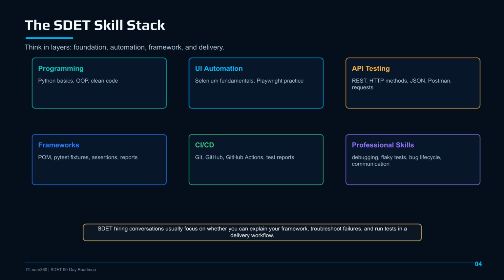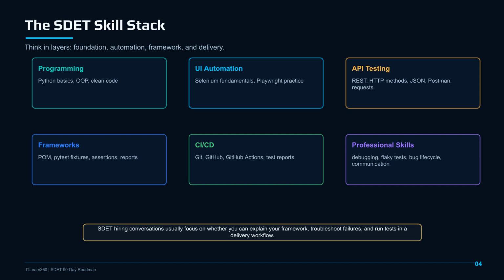Now, let us look at the SDET skill stack. The first layer is programming. You need enough coding skill to write functions, organize logic, debug errors, and work with data. The second layer is UI automation. This includes browser automation with tools such as Selenium and Playwright. The third layer is API testing, because strong automation engineers do not rely only on the browser. They also validate service behavior using REST APIs, HTTP methods, JSON payloads, and automated checks.